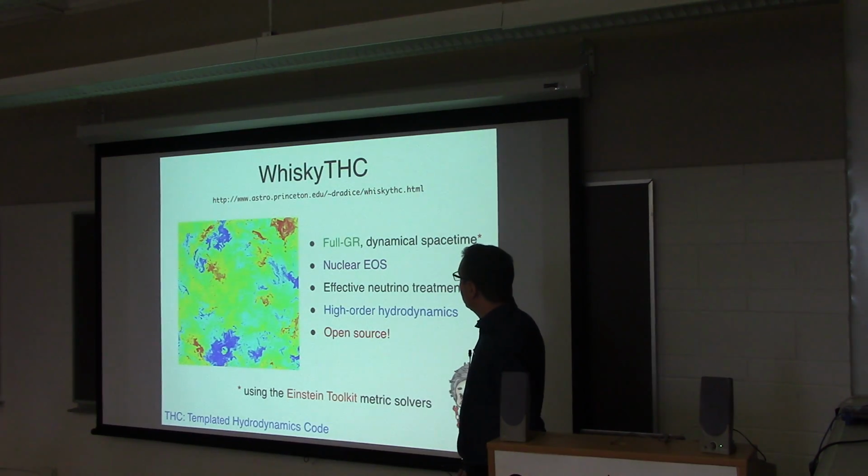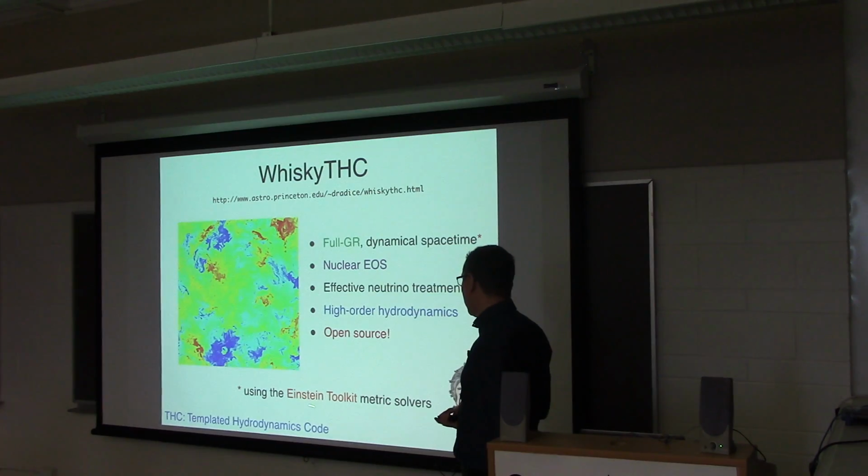Most of the simulations I'm going to present today were performed using this code that's called WhiskyTHC. This is the code that I originally developed as part of my graduate studies. I want to advertise it a little bit because it's open source. You can just go to this web page and download it, and it comes with everything needed to perform neutron star merger simulations.